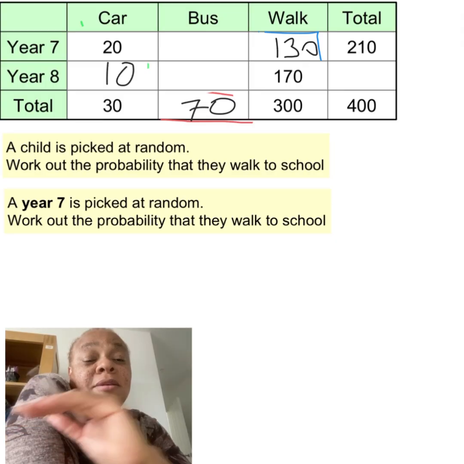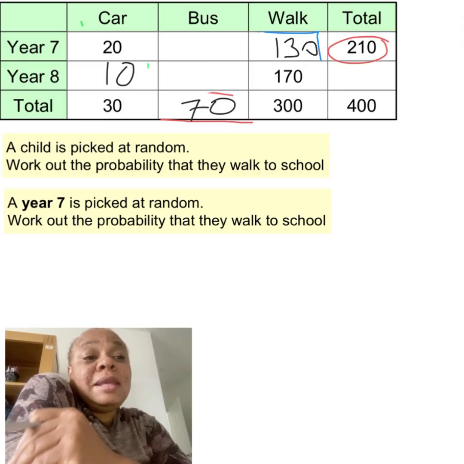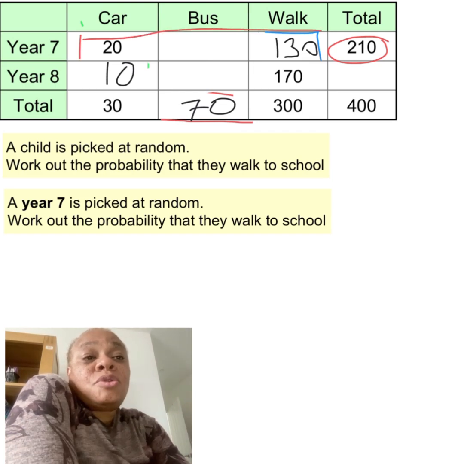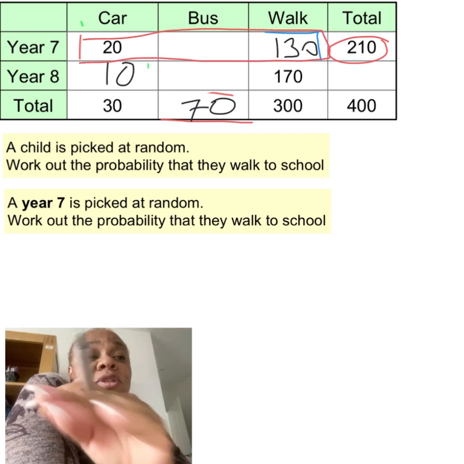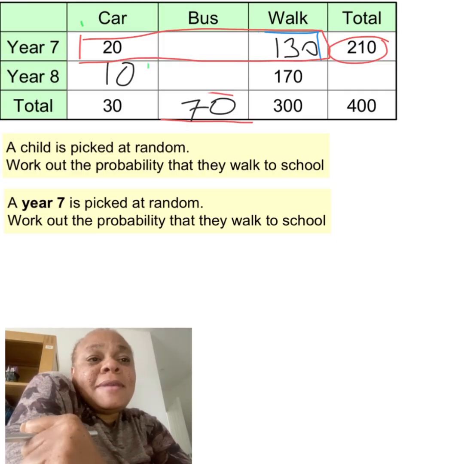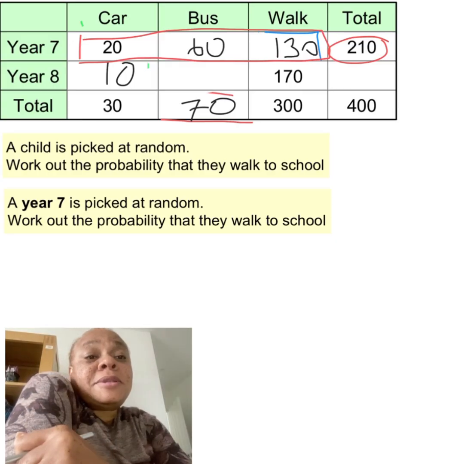Now let's look at the top row, the year 7 row. We have a total of 210 students in year 7, so this row should add up to 210. So if you take away 130 and take away 20 from 210, what you will have is 60. So 60 goes here. 60 year 7s take the bus.